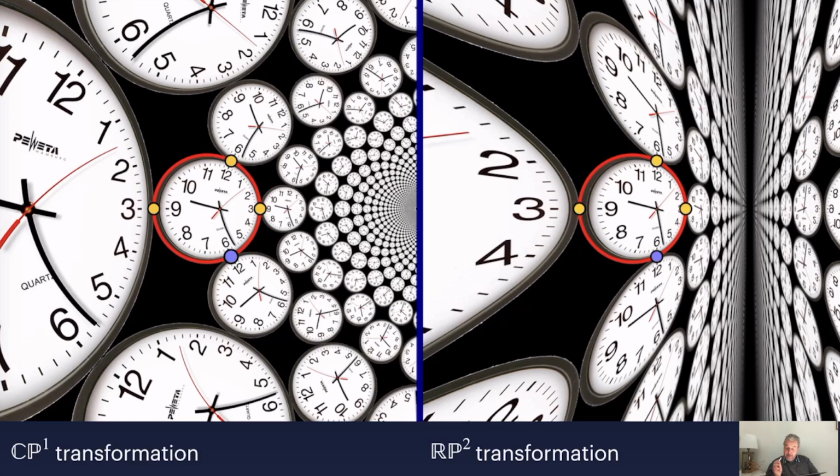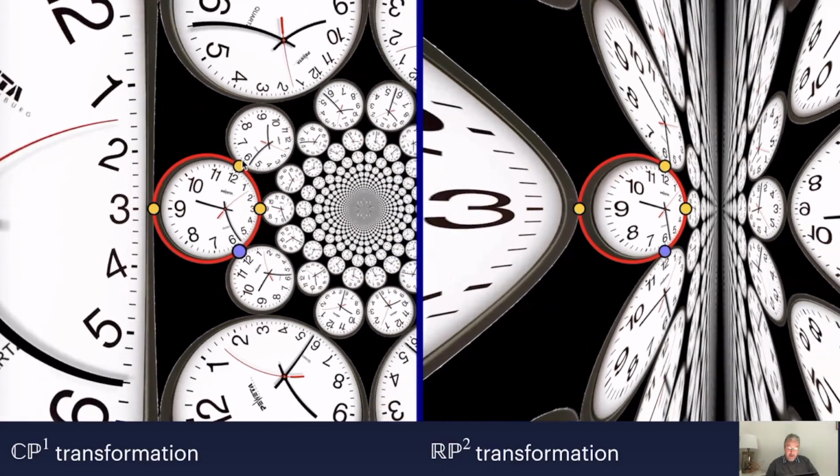Then there is some observation that you can make if you look very closely. In the CP1 picture, the angle between the hands is the same in each of the clocks that you see here, which corresponds to what people call a conformal mapping. And the other picture isn't conformal. If you look at this angle and this angle and this angle, you see they are very different.